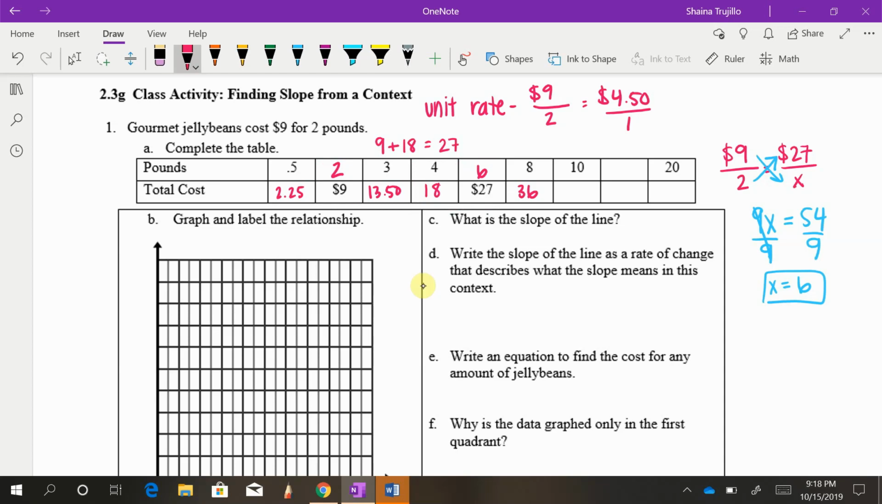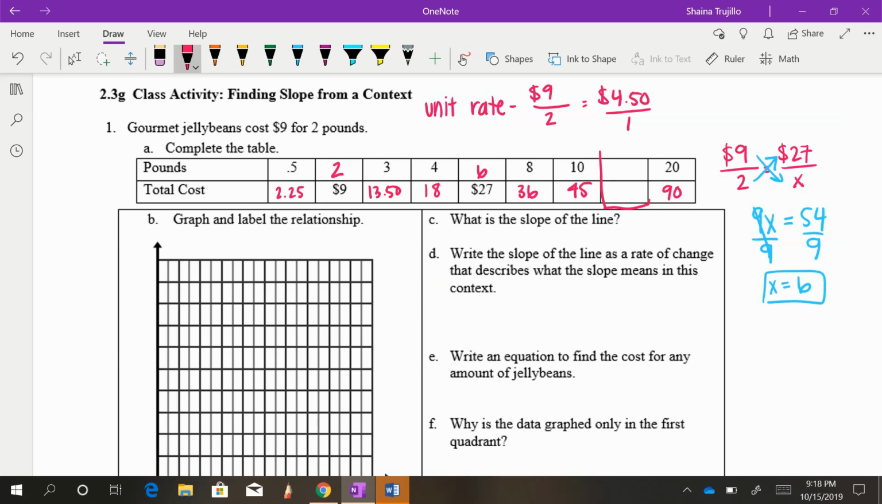So if I don't know what 10 is going to be, but I do know how much 4 pounds costs and 6 pounds costs, I can just take how much 4 pounds costs, $18, and how much 6 pounds costs, $27. I can add those together and I get $45 for 10 pounds. I'm just going to use my neat little doubling trick, okay? And I'm going to find out that it costs $90 to buy 20 pounds of jelly beans. That's a lot of jelly beans.